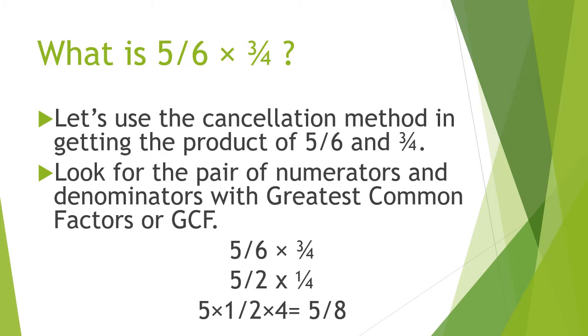Divide 6 and 3 by 3. 6 divided by 3 becomes 2 and 3 divided by 3 becomes 1. Multiply the reduced numerators and denominators. 5 times 1 equals 5 and 2 times 4 equals 8. We have 5 over 8.